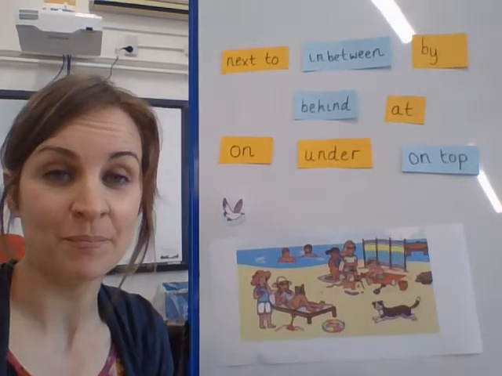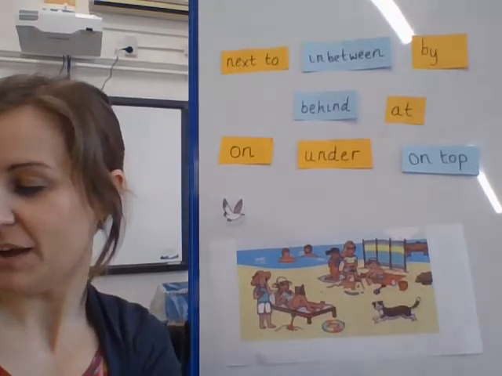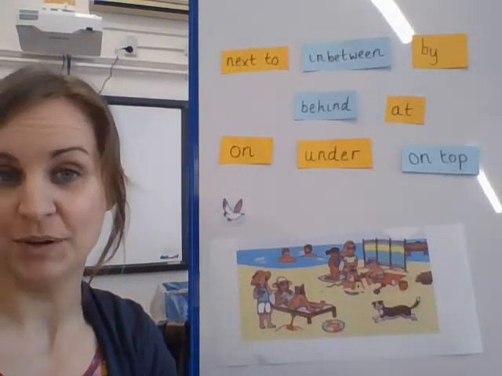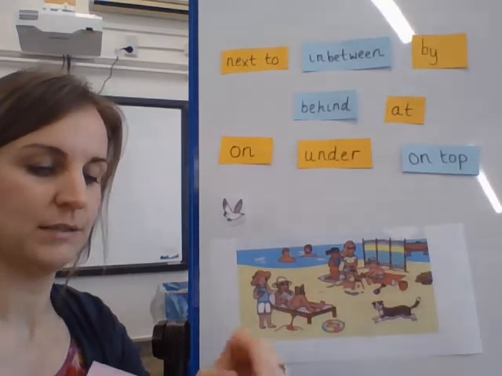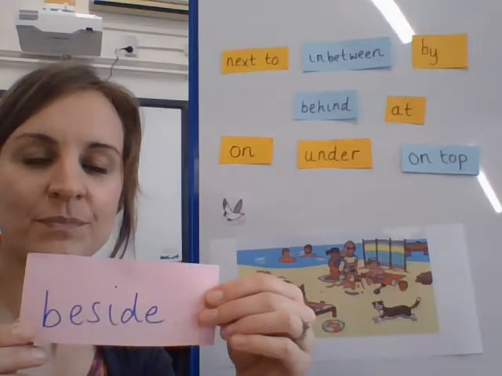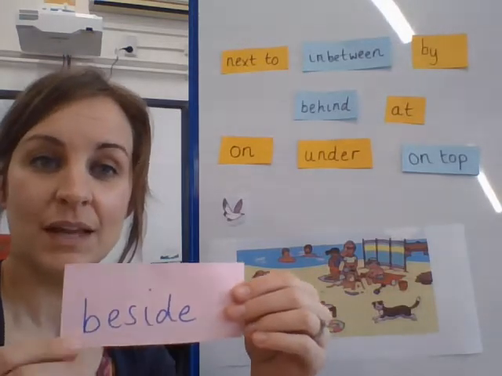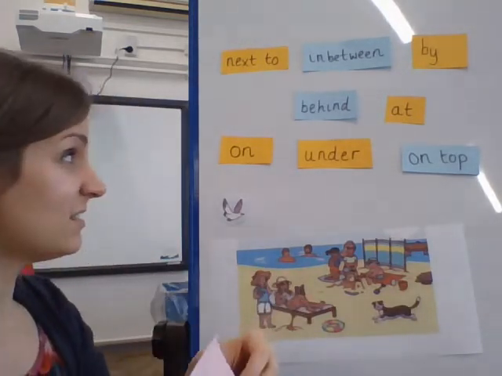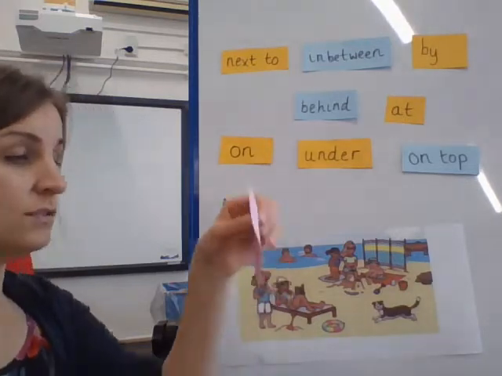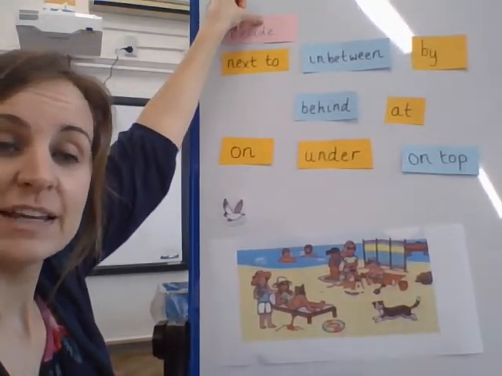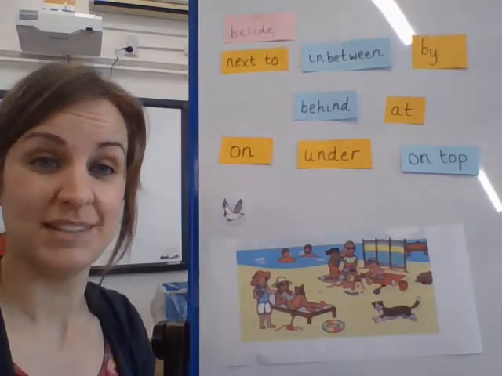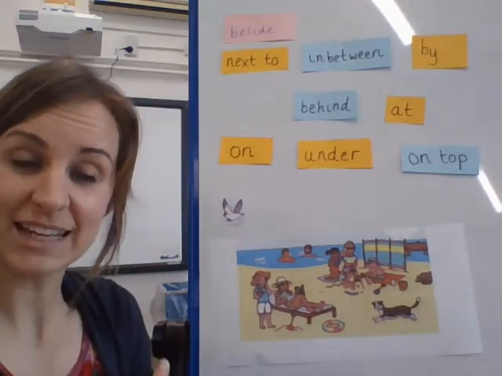Are you ready to see them? Okay. I've got 2 new words. The first one is this one, beside. Now the word beside is the same as next to. So if you, for example, said, oh, I'm sitting next to my friend, you could also say I'm sitting beside my friend. It means exactly the same thing.